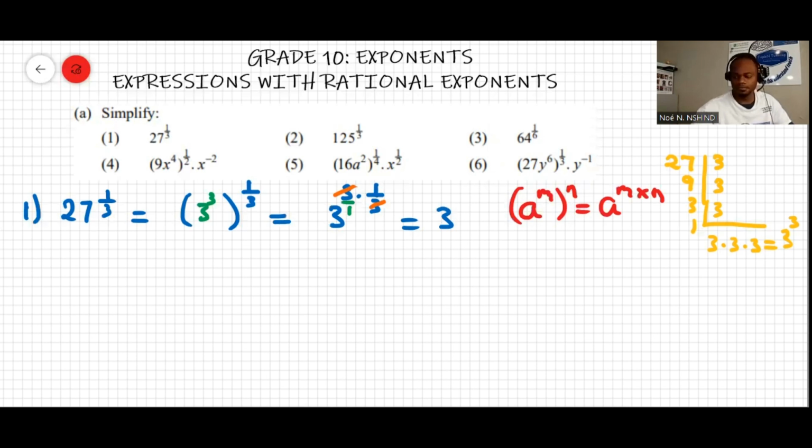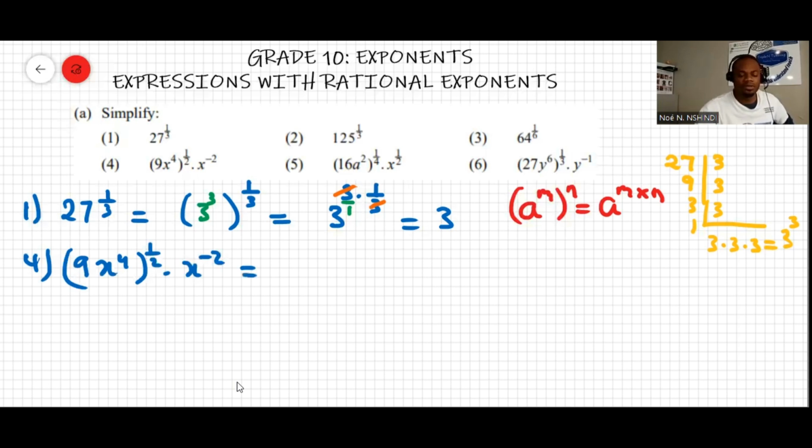I will leave the following examples for you to practice. Question 2 and 3, I'll leave them like that. You practice that. Now we'll do question 4. I left them because they're similar to question 1. Now question 4 is 9x to the 4, all to the power of a half, multiplied by x to the negative 2.